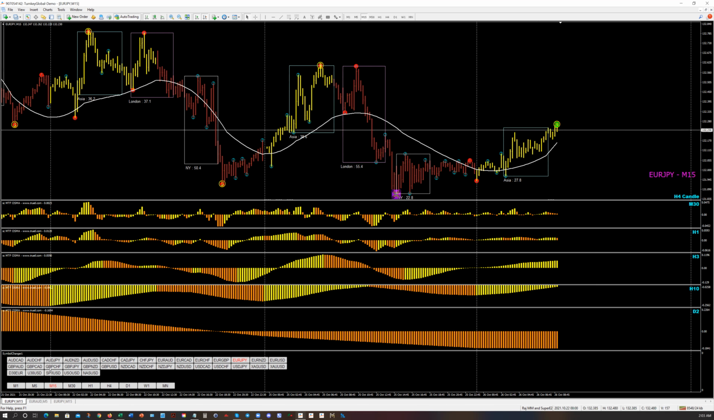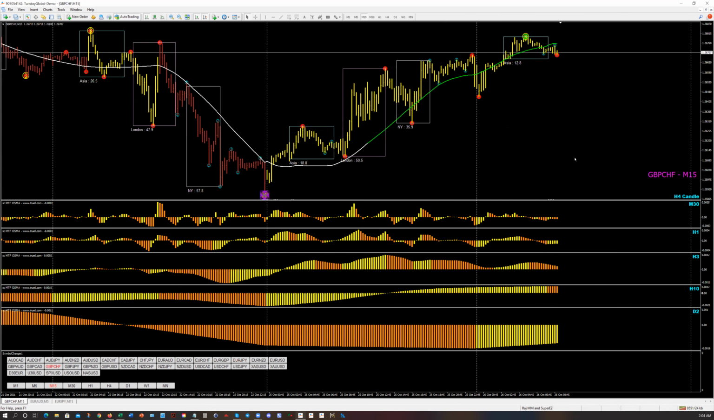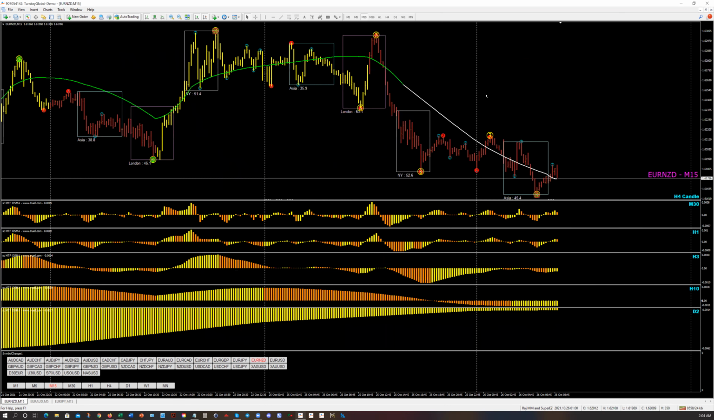Swissy. Yeah, this is probably the one I would have picked. Swissy, waiting for a low of the session to go higher and then come down. Look at the Euro New Zealand. It's forming a 1-2-3 ball.